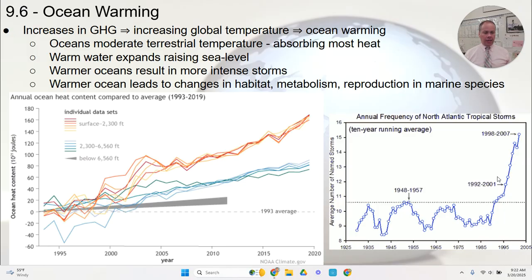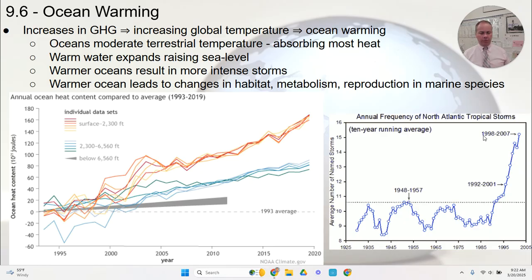So we can see that shown in this graph to the right. We can see general periodic fluctuations in the average number of these named tropical storms. But if we look since 1990 or so, we can see a rapid increase in these named storms over the last 25 years or so. So that provides a serious impact.